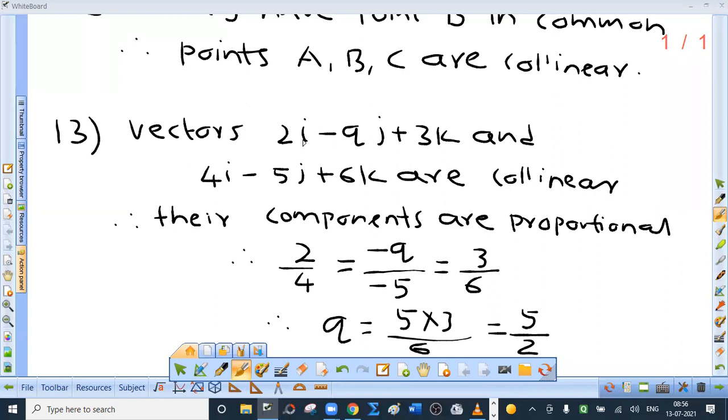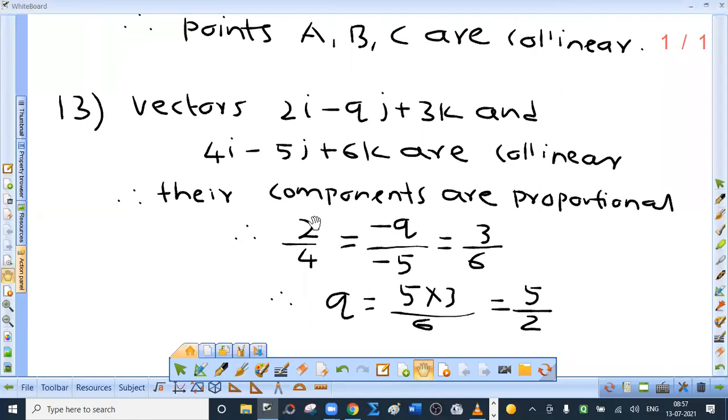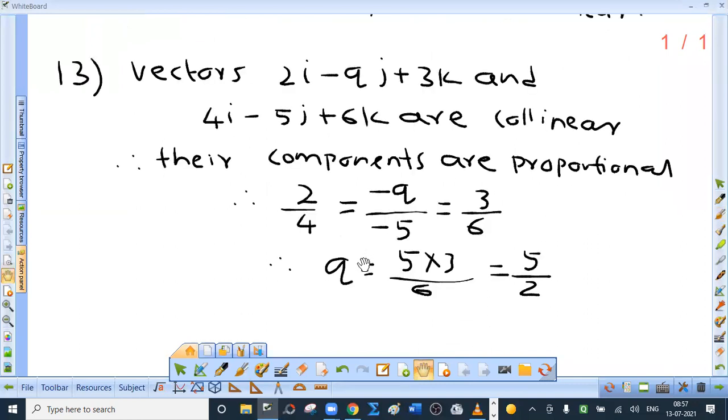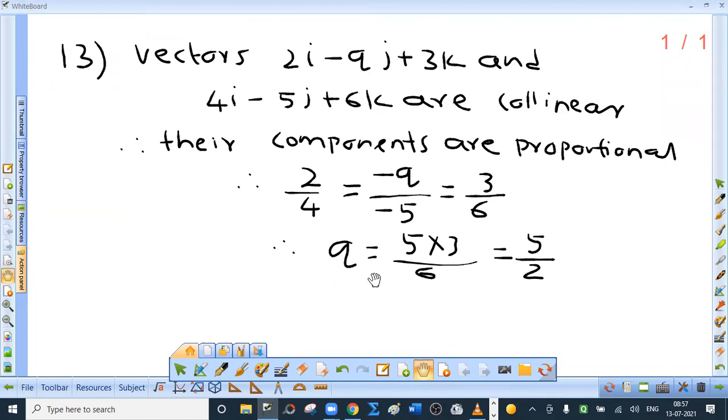But here i cap has component 2 and here 4 lambda, right? And therefore we say that the components must be proportional. Don't say equal, say proportional. So what is the component of i cap in the first vector? 2 upon the component of i cap in the second, and so on. Now we need not write even the third because there is only one unknown. So what is q from this? 5 by 2. Note that we can say that components are proportional if and only if vectors are collinear. If they are not collinear, components will not be proportional.